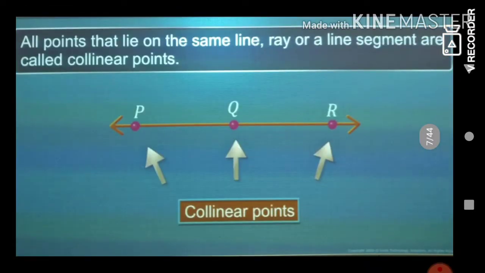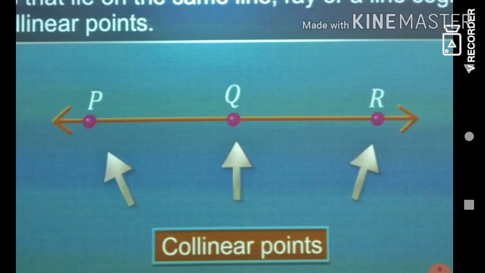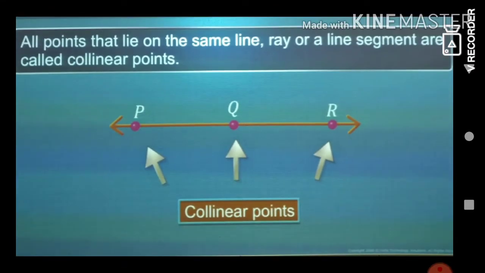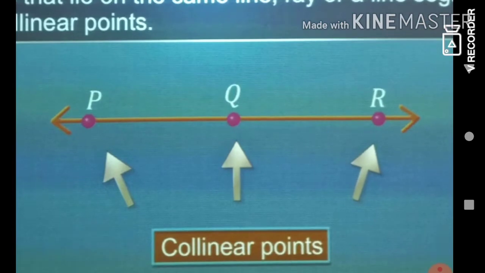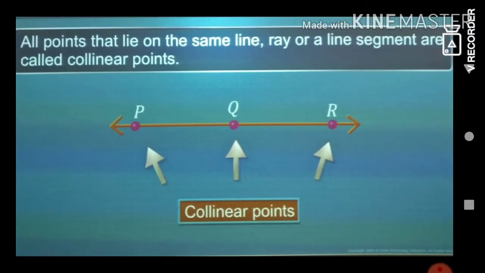Now they're talking about collinear points. So what are collinear points? All points that lie on the same line, or you can say ray or line segment, are called collinear points. As you can see, these points P, Q, R, they all are lying on the same line. It is not like Q is coming upside and R is coming downside. They all are on the same line, or on the same ray or line segment. These type of points are called collinear points.